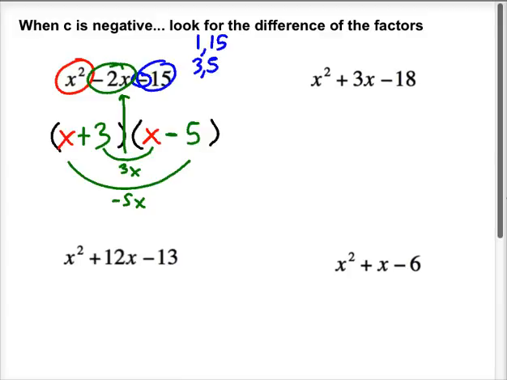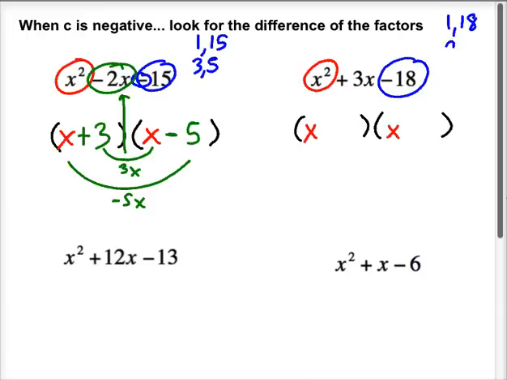So let's get a little bit more practice with this. I'm going to set up my parentheses. Two things that multiply to x squared. Well, today, that's always going to be really nice: x and x. Focus on the 18. So 1 and 18, 2 and 9, 3 and 6. Then 4 doesn't work, 5 doesn't work. Then that brings us back to 6, which is already on the list. So those are the three things that are going to work for us.